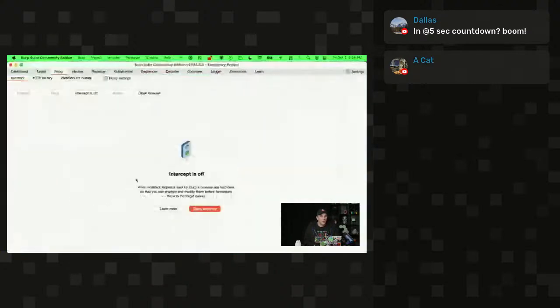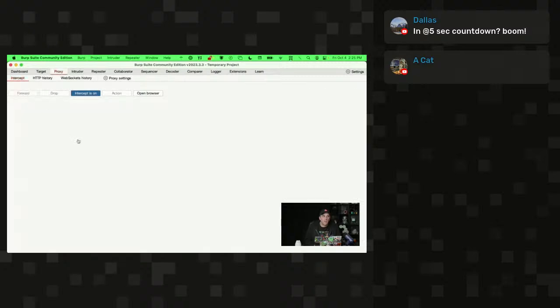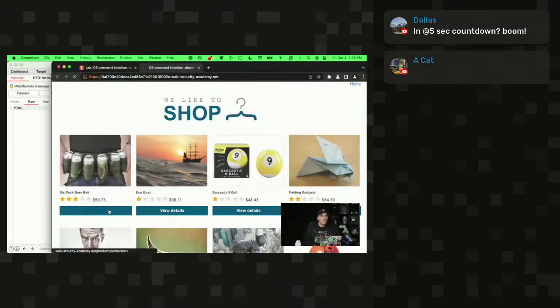All right, so I'm going to click on intercept is on. And what this means is every time I post a request, I'm going to have to basically approve it and forward it. And I can also modify it before doing so. So I'm just getting pings right now. I'm going to forward those. That's fine. But let me go ahead and click on view details.